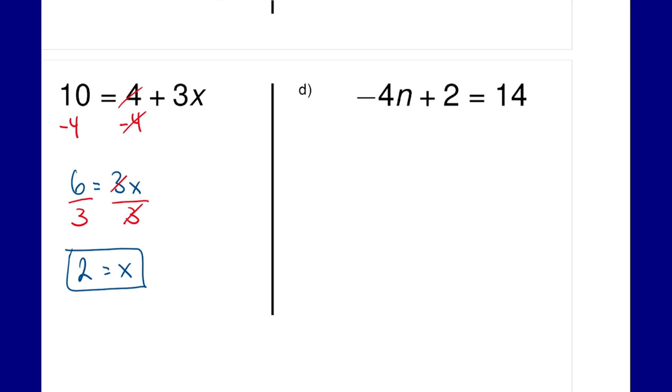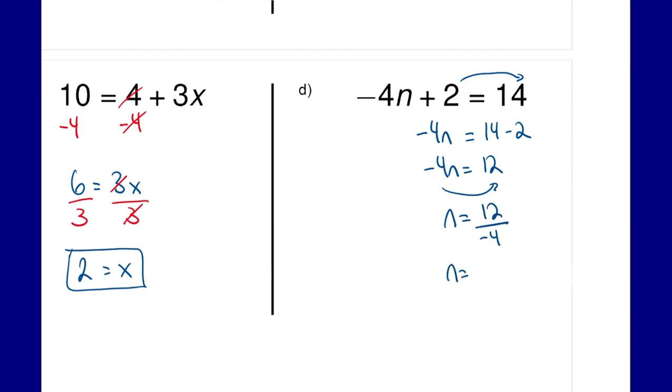So I have minus 4n plus 2 equals 14. So another way you can think of it is, well, I want to get n by itself, so I want to move everything away. So if I move the plus 2 to the other side of the equal sign, because it's away from the n, it becomes the opposite. So instead of plus 2, it becomes minus 2. So then I'm left with negative 4n equals 12. Well, I have a minus 4 times n, so if I move it to the other side, it becomes division, which becomes 12 divided by negative 4, and n equals negative 3.